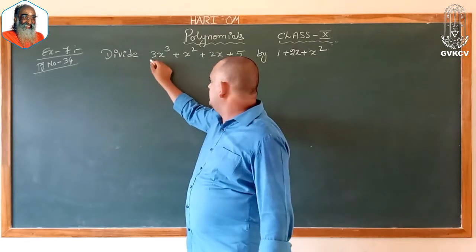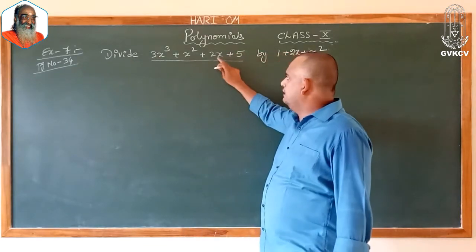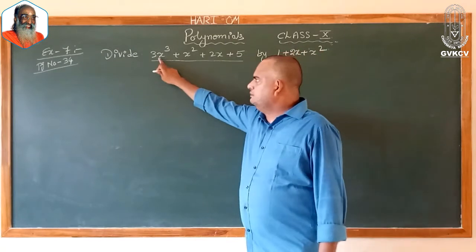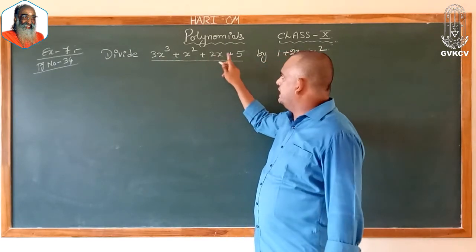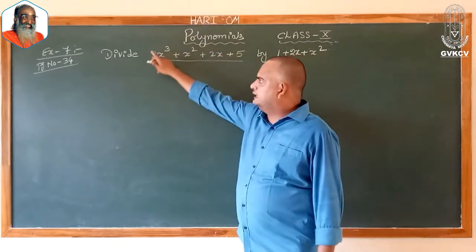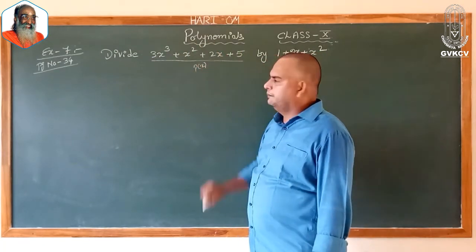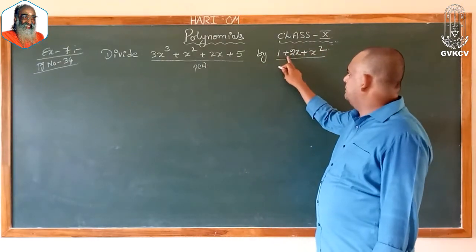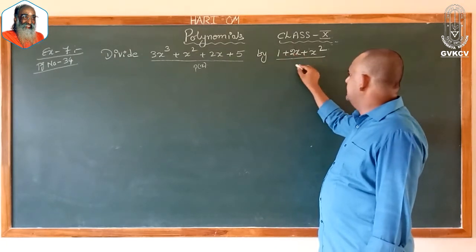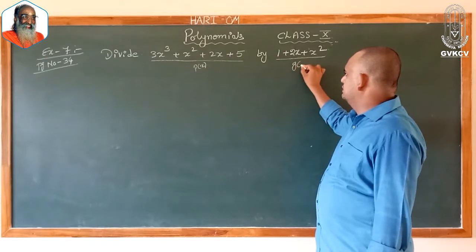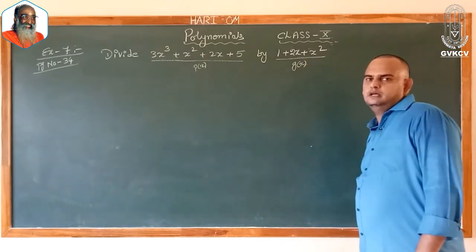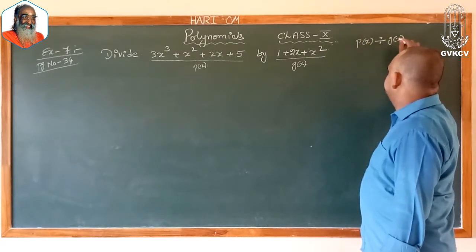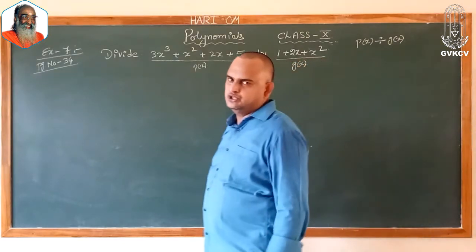Divide 3x cube plus x square plus 2x plus 5. This entire polynomial is nothing but p of x. By another polynomial, 1 plus 2x plus x square, this is nothing but g of x. So what is given here? They ask you to divide p of x with g of x.